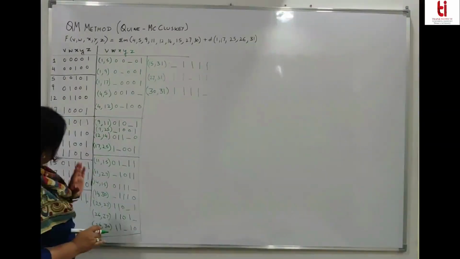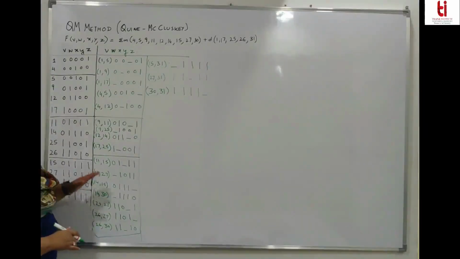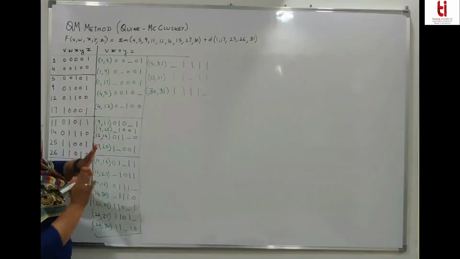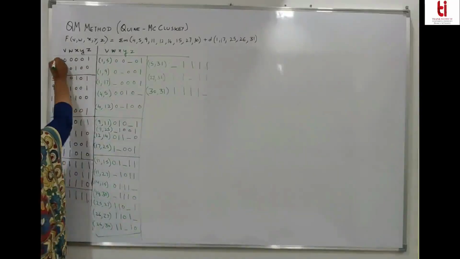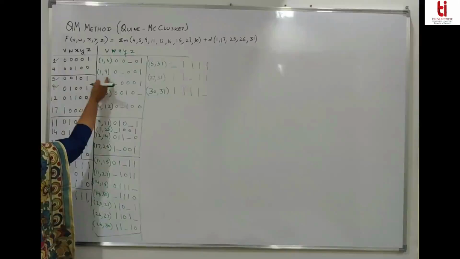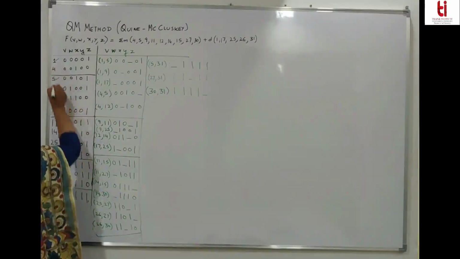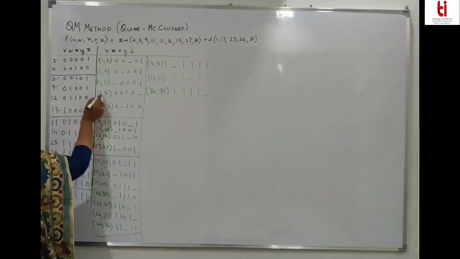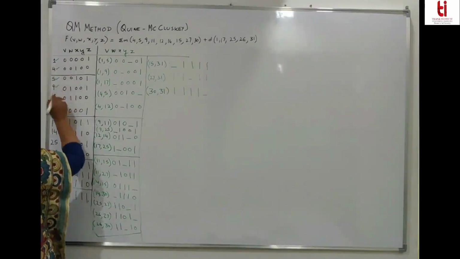ये एक हमने मिस कर दिया. So I rechecked it. So now you have to make the choices. 1 is used. 5 is used. 1 is used. 9 is used. 1, 17. 1 is used. 17 is used. 4, 5. 4 is used. 5 is used.